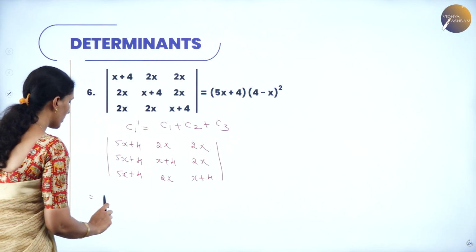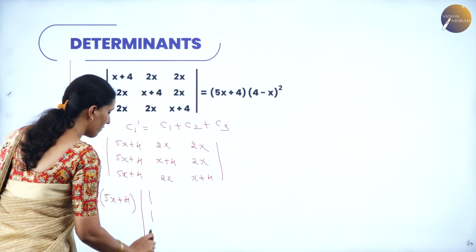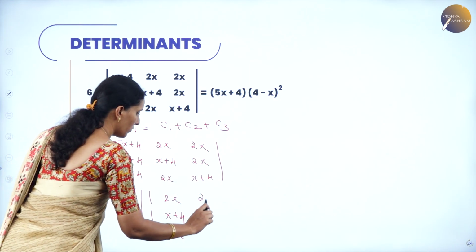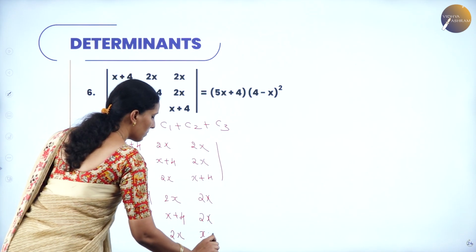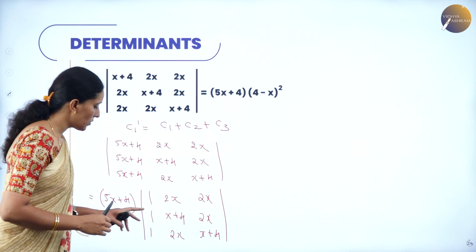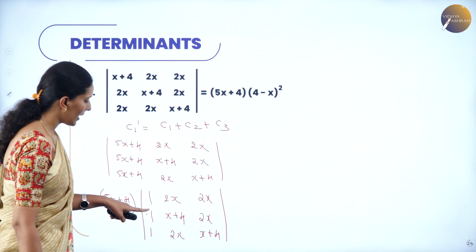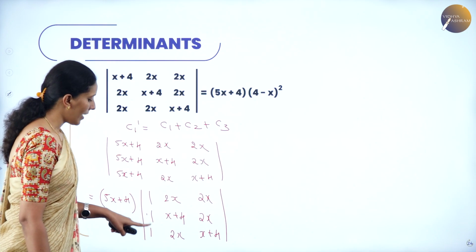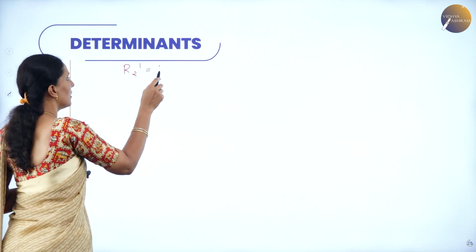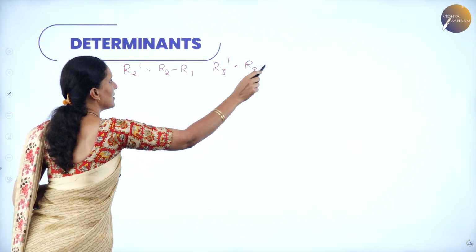Now here take 5x plus 4 as a common factor. If you take 5x plus 4 as a common factor, here we are left with 1, 1, 1, 2x, x plus 4, 2x, 2x, 2x, x plus 4. Whenever you get any one of the rows as 1, 1, 1, perform row operations so that the other two elements become 0. So it will be easier to expand. So what I will do here is take R2 as R2 minus R1 and R3 as R3 minus R1. So R2 dash as R2 minus R1 and R3 dash as R3 minus R1.